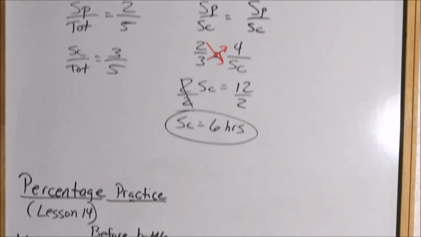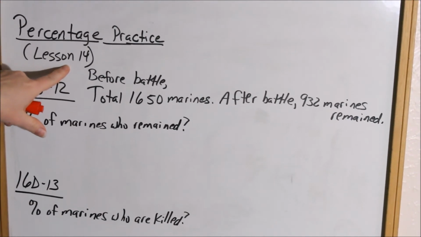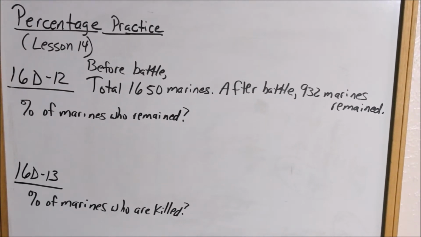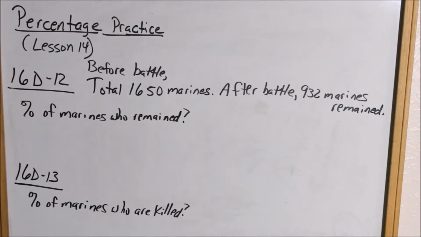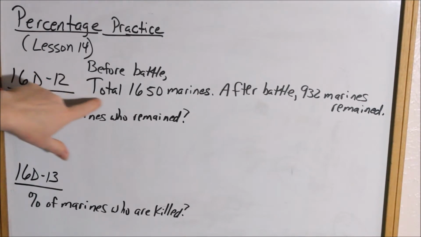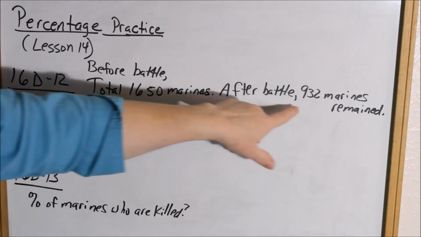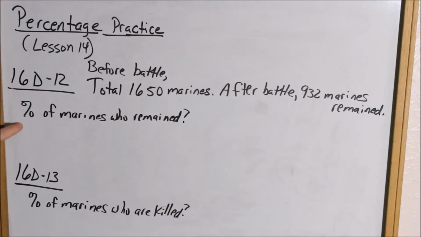Okay, I'm going to do practice on percentages. In lesson 14, we did percentage problems. And so I'm going to do a couple of the percentage problems out of this lesson. We're looking at 16D12. You're told that before the battle there was a total of 1,650 Marines. After the battle, 932 Marines remained. So number 12 is asking, what's the percentage of the Marines who remained?